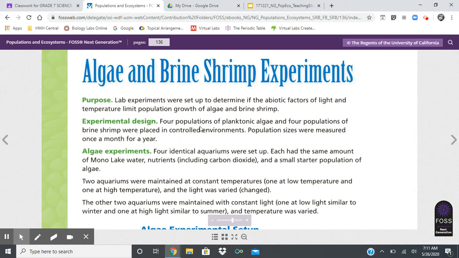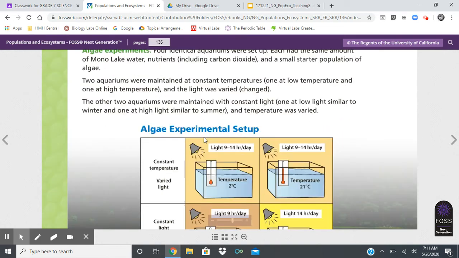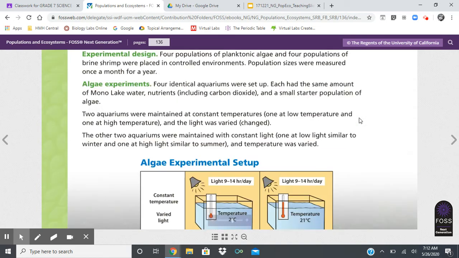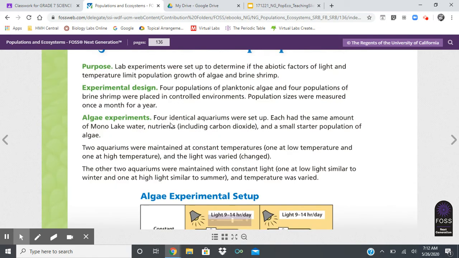They took 4 different populations of algae and 4 populations of shrimp, and they put them into these controlled environments. Really, they're aquariums, we're going to see. They plopped them into aquariums where they could control everything. They made everything exactly the same in the aquariums, except for the one variable, the one factor they wanted to study.